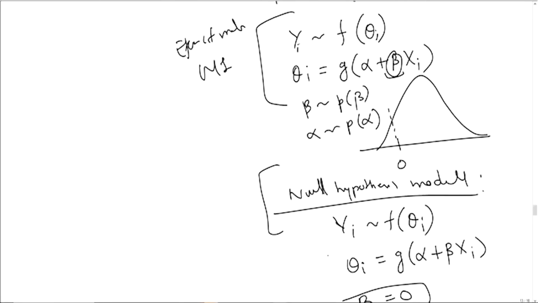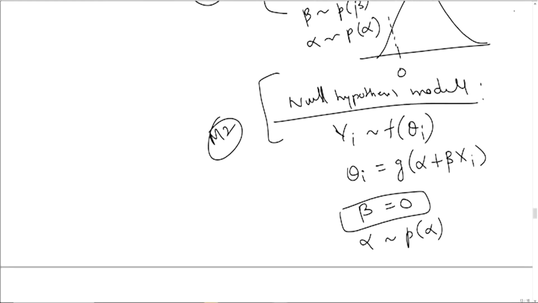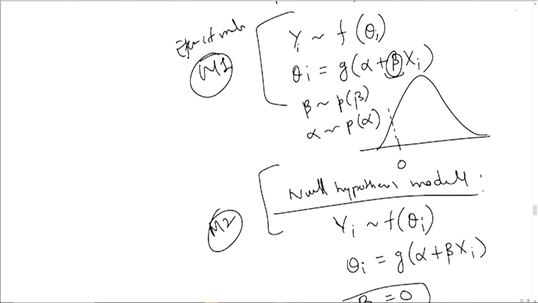So if your effect model M1 performs better than model M2 given the data, then you can safely conclude that there is some evidence for the assumption that x significantly affects y compared to an assumption that x does not affect y. So actually what we are quantifying is how much evidence there is against the hypothesis that the effect of x on y is 0. Okay. So that's how we do hypothesis testing in the Bayesian framework.